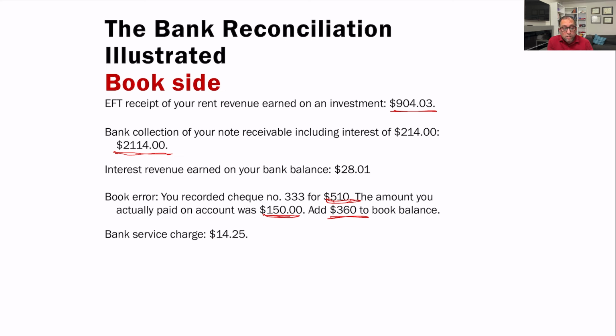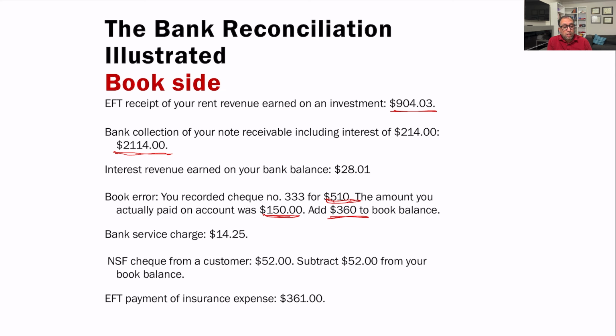Service charges, bank charges is 14.25, and non-sufficient fund checks for a customer of 52,000, subtract from your book balance because it is returned. EFT payment of insurance, so electronically the bank paid. Normally we give this standing instruction in our accounts, so that every month or every some period this much amount of money is automatically transferred to others.